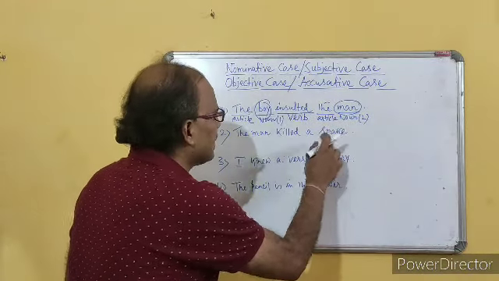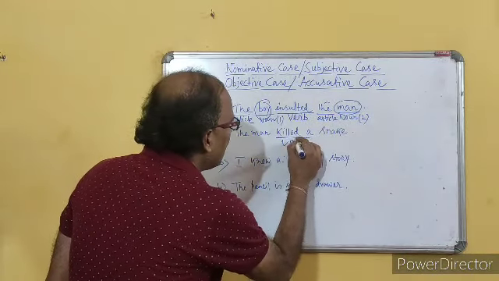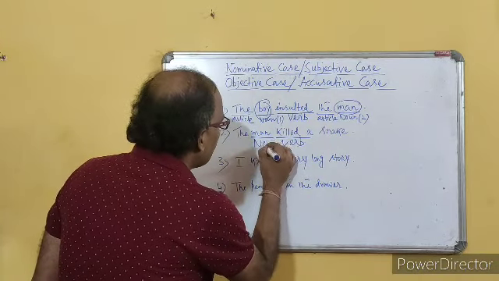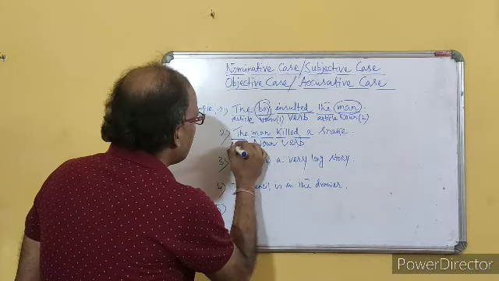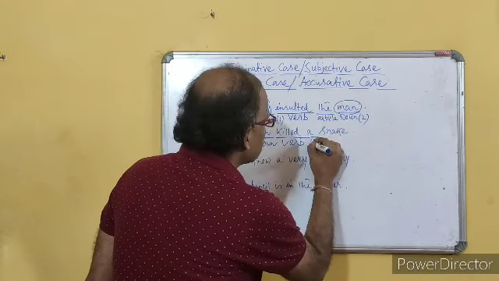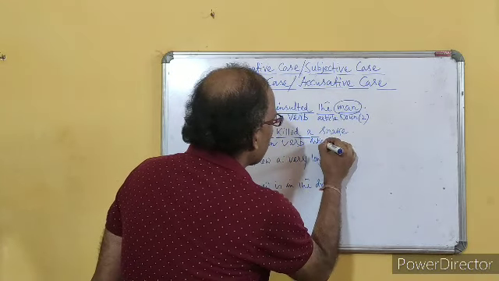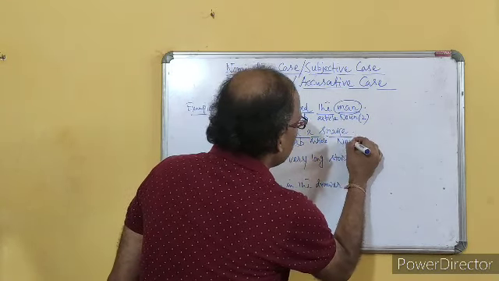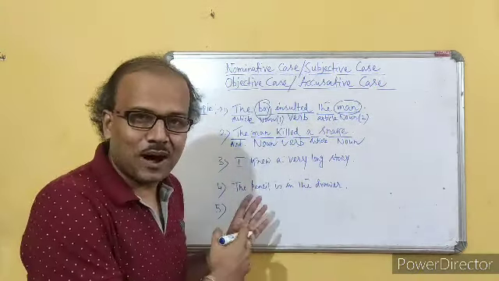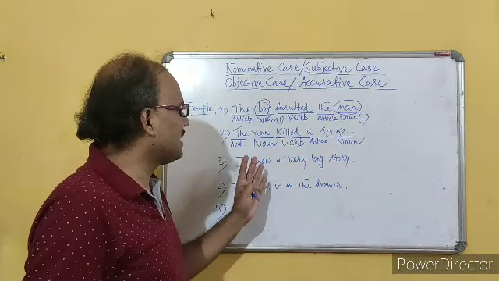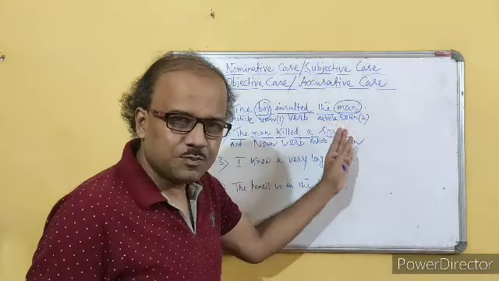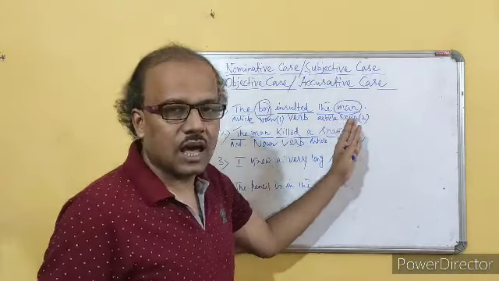Come to example number 2. The man killed a snake. Here, killed is a verb. Look at the left part. The is an article, man is a noun. Look at the right part. A is an article, snake is a noun. Here also, if you look at the left part, you can see there is a noun. If you go to the right part, you can see there is a noun.